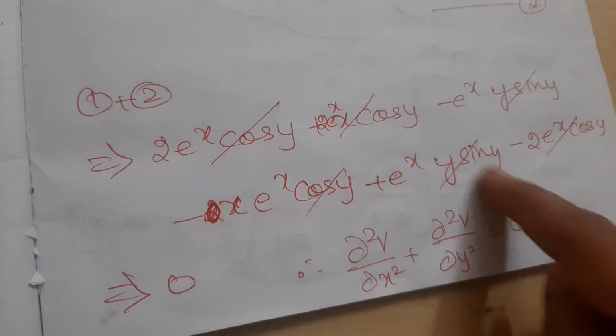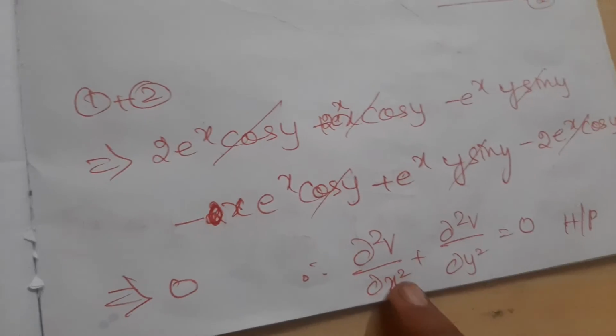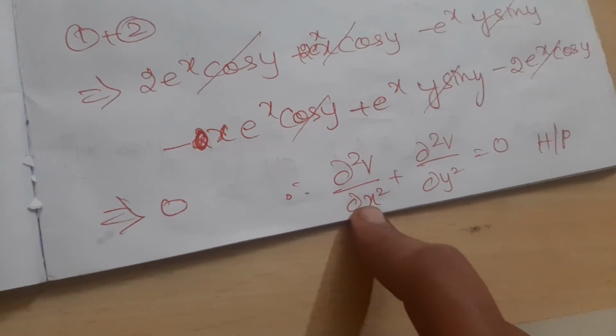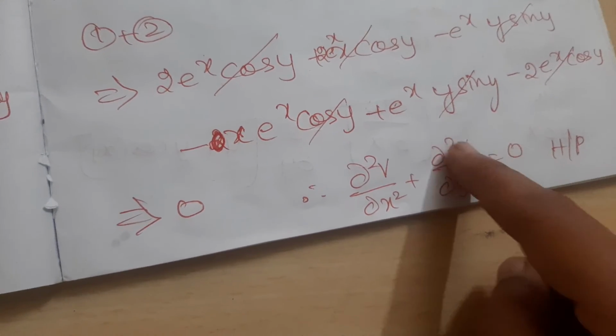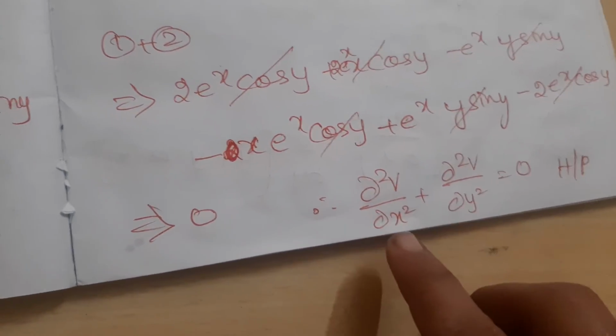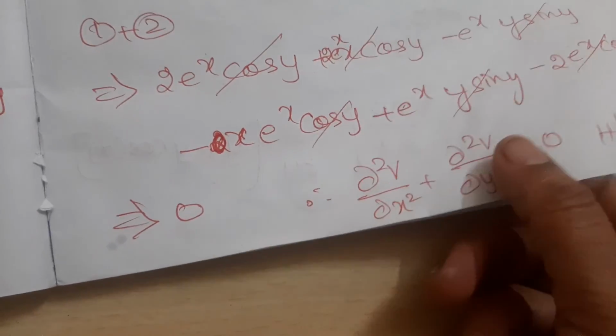This special equation is known as the Laplace equation. That is, the second derivative of a function with respect to x and the second derivative of the function with respect to y, if I add both and get 0, then this special equation is known as the Laplace equation.